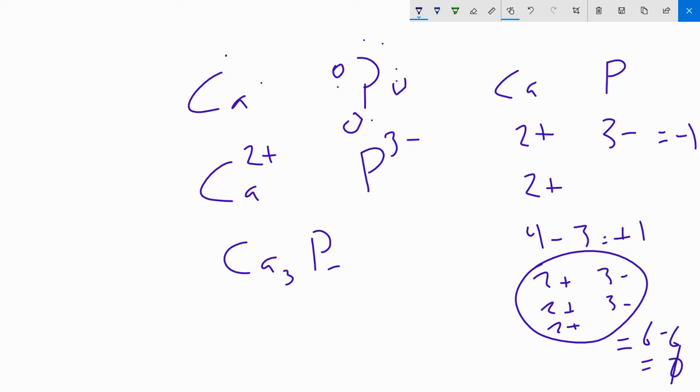calciums and 2 phosphoruses. Hey, you see how this charge was 2 and now there's a 2 here? And this charge was a -3, now it's a 3 here? All you do is crisscross the charges. Okay, let me show you again.